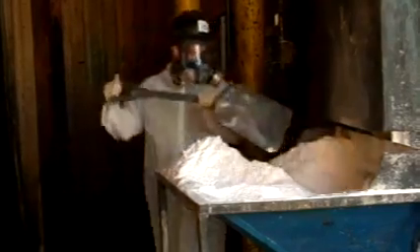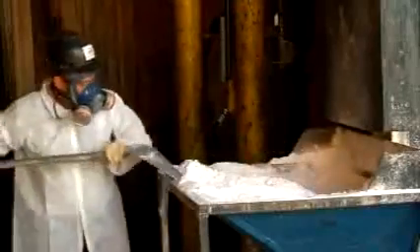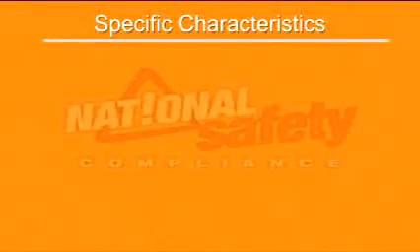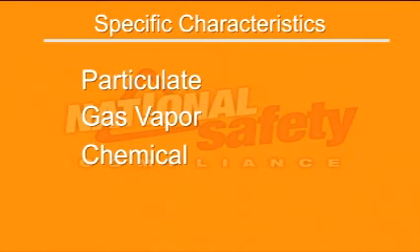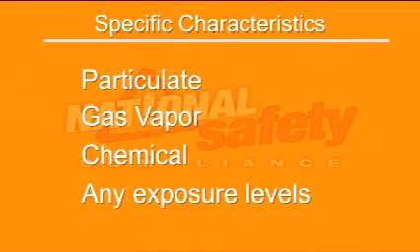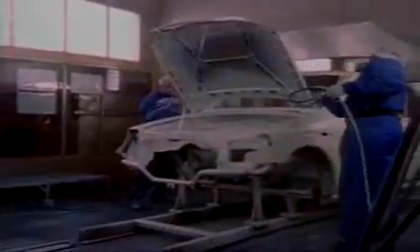Specific characteristics of the airborne hazard must be established in order to select an appropriate respirator. Is the contaminant a particulate, such as dust, fumes, or mist, or a gas or vapor? Is the contaminant a chemical? And if so, are there safety data sheets available? Are there any mandatory or recommended occupational exposure levels for the contaminant? These questions must all be answered to ensure employee safety when selecting and using respirators.